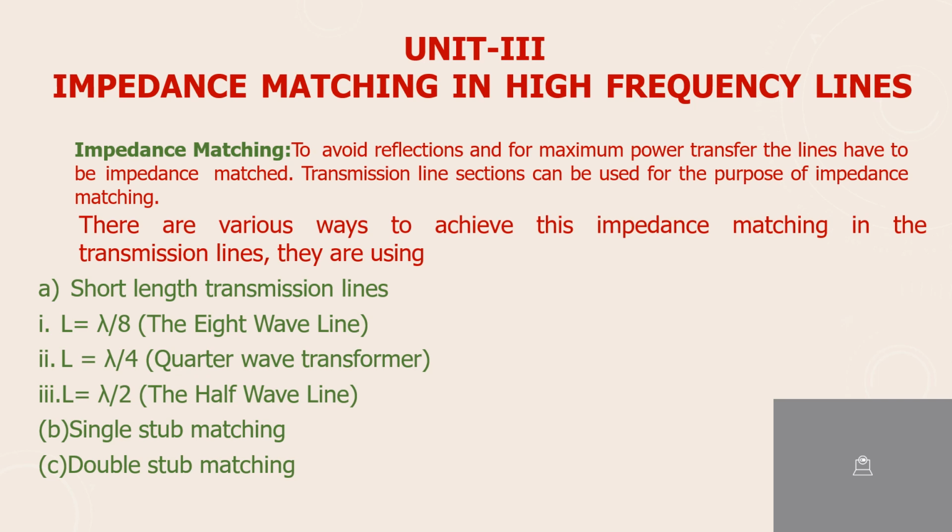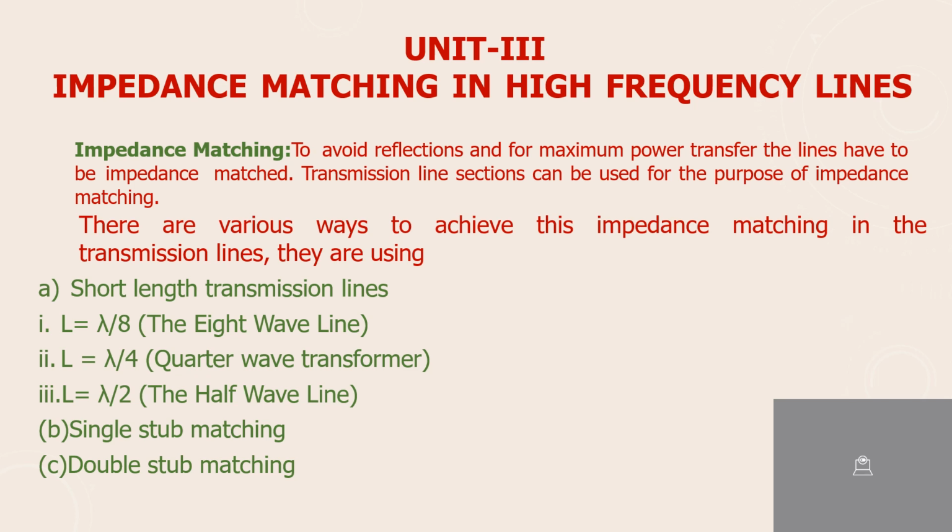The main purpose of this impedance matching is first of all to avoid the reflections, so that we can transfer the maximum amount of power from one place to another. So there are various methods that can be used to achieve the impedance matching. They are short length transmission lines, single step matching and double step matching. In short length transmission line, we'll be using the transmission line sections as an impedance matching section. By using these transmission line sections, we can achieve impedance matching by equating the source impedance with the load impedance.